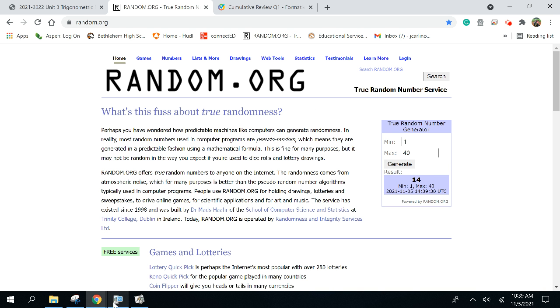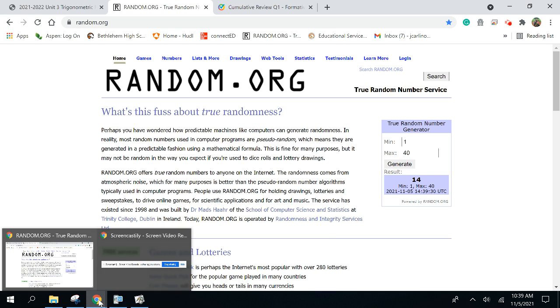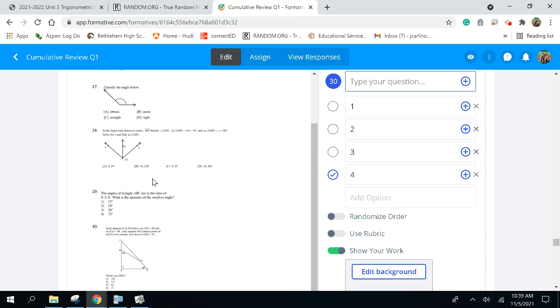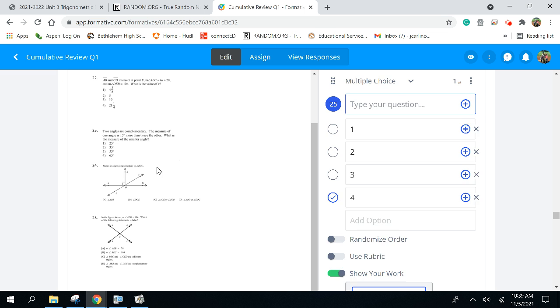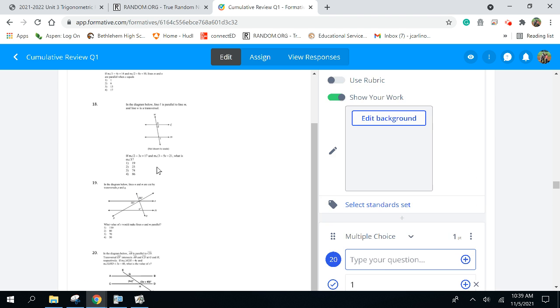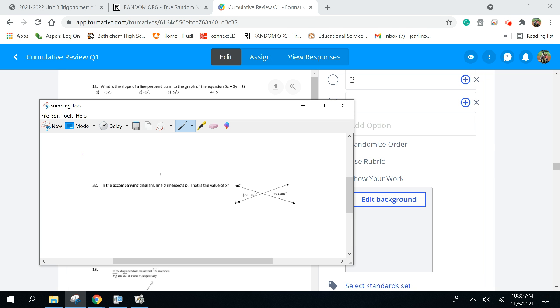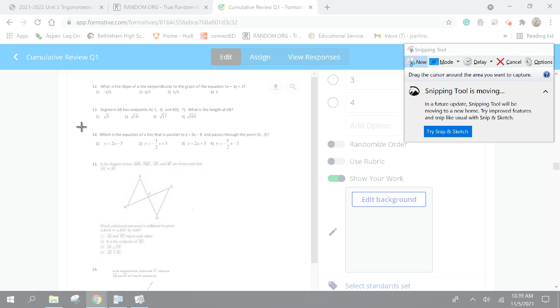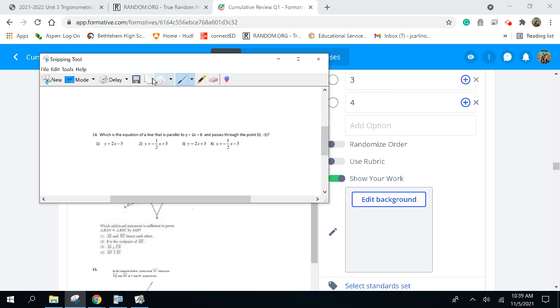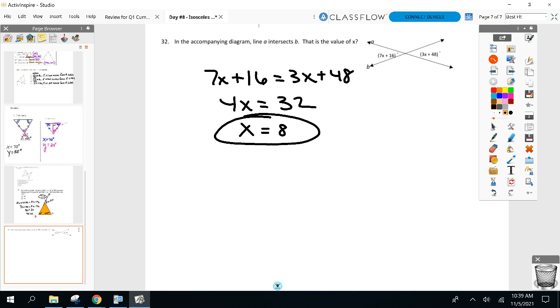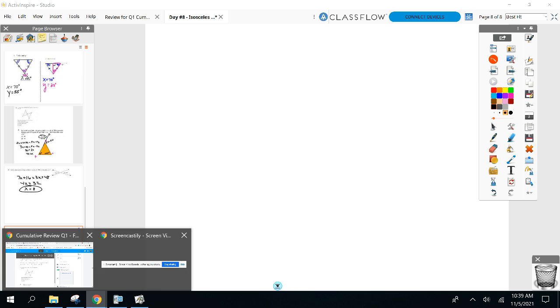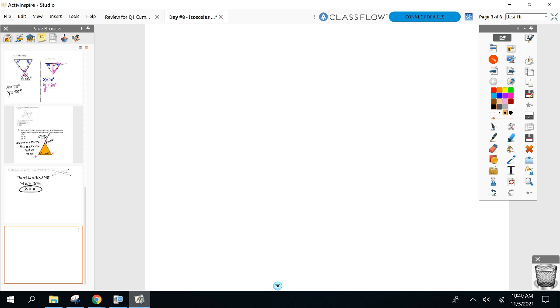All right. Let's roll with 14. What's this one look like? Oh, equation of a line. Perfect. Definitely need some help with those. We are on question 14.